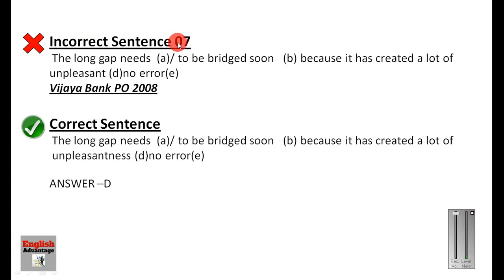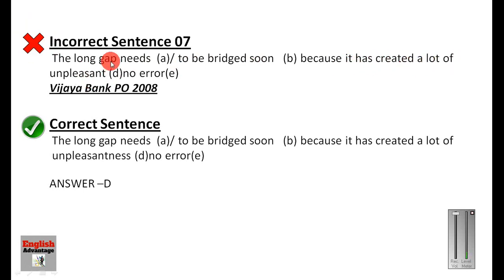Incorrect sentence 7. The long gap needs. This long gap is singular, so here is S. So this part is correct. To be bridged. Now this 'to be' is followed by V3, the third form of the verb. So this is also correct. Soon, because it has created a lot of unpleasant.